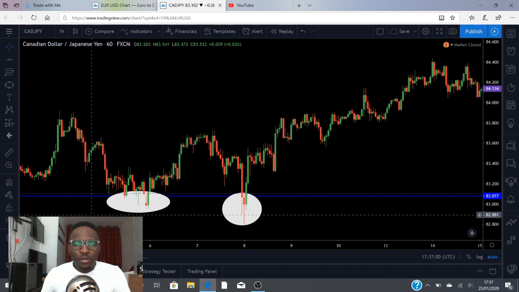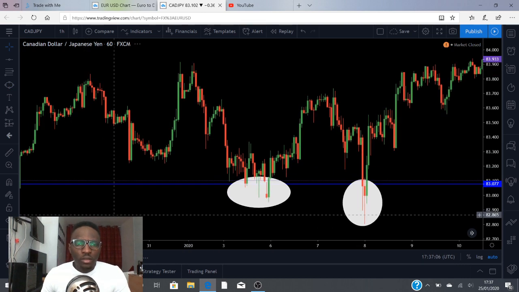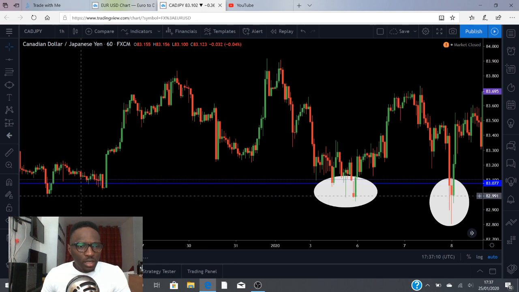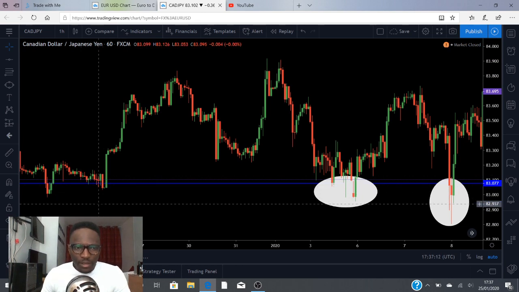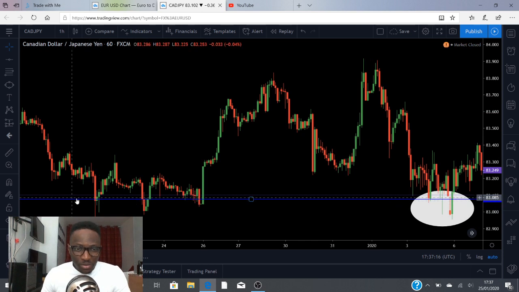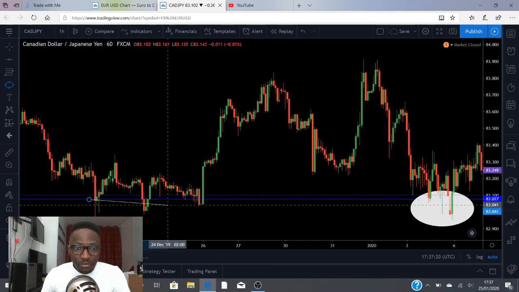Going back here, we can quickly see that there's another one here. Okay, so everything is looking good so far. So we can say this support level is looking pretty strong. But let's go back and see if we can find more. Going back here, we can see we got another test here, another test here, and another test here. So we got 3 tests all at the same time. Now I'm going to mark all of them.